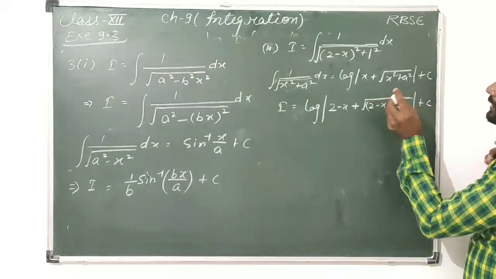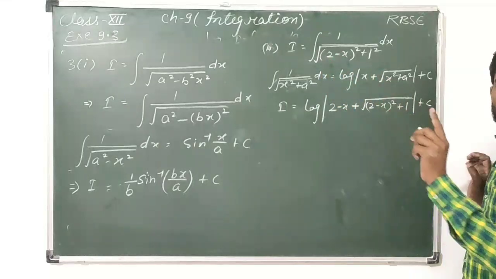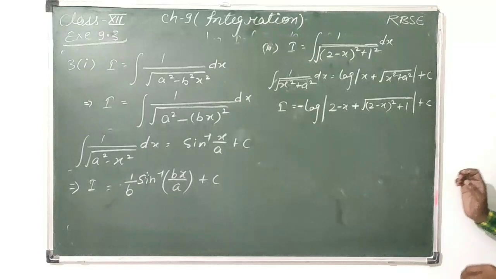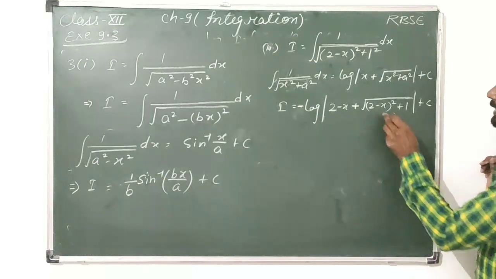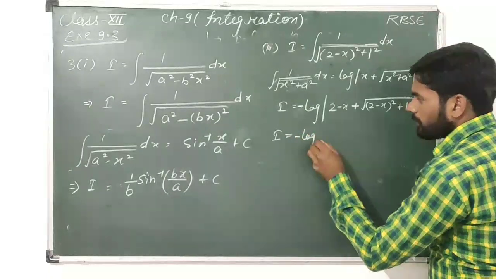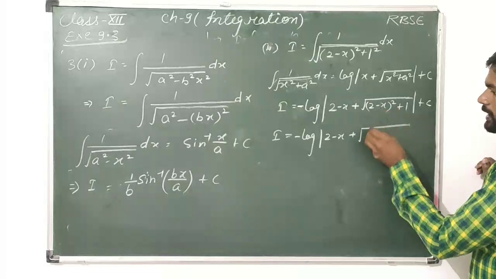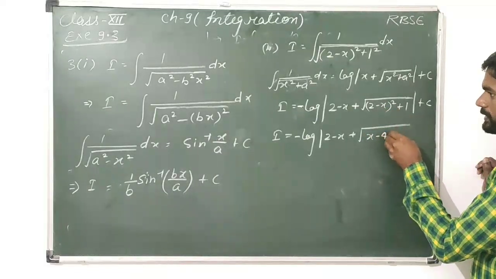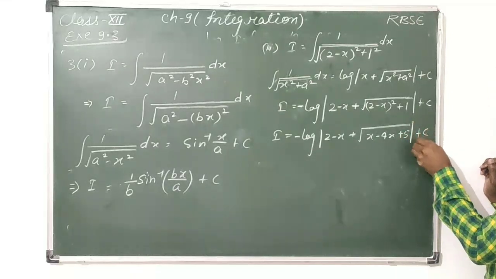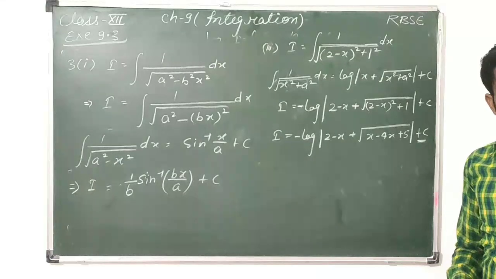One more thing is here. After it, what we have to do? Differentiation of this is minus 1 and divide it by minus 1 also. Then apply only minus symbol here. After opening the bracket of this, we will get log 2 minus x plus under root x square minus 4x plus 4 plus 1, that is 5, plus c. So it is the answer of our question.